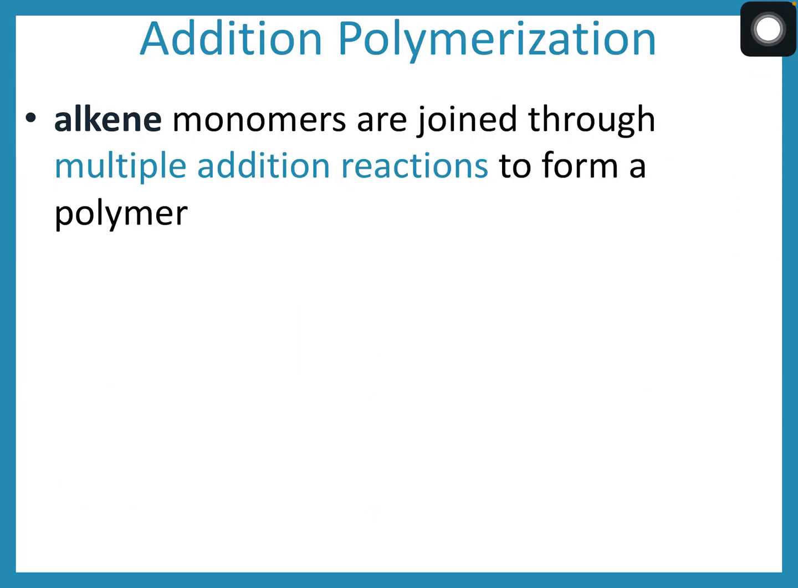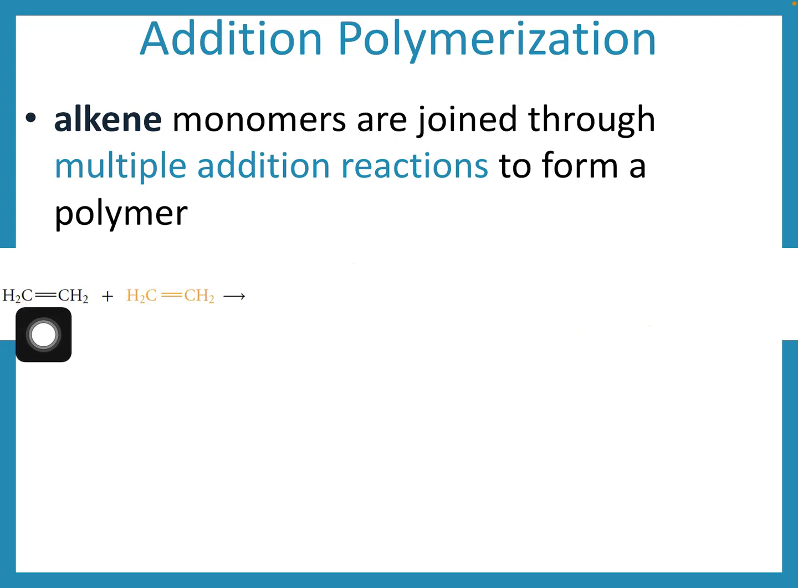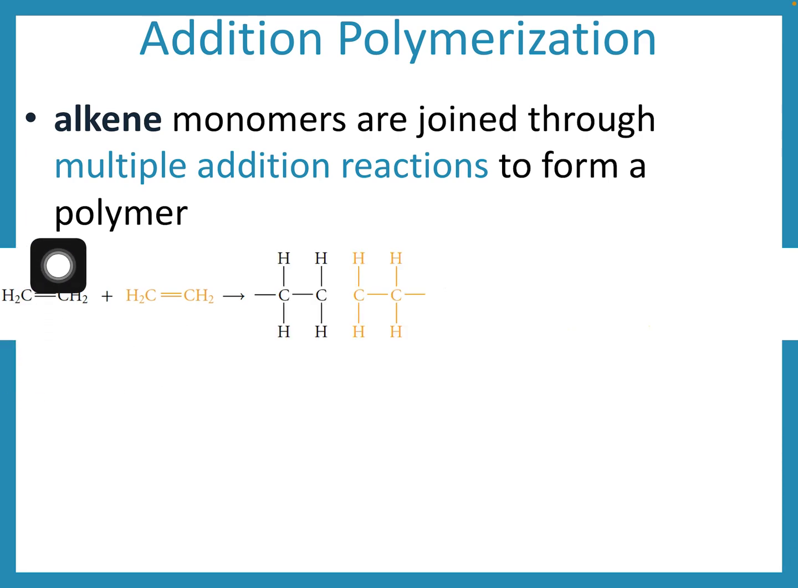In addition polymerization, we have alkenes as the monomers, and they are joined through multiple addition reactions. So for example, I can have ethene, so eth meaning two carbons and ene meaning I have a double bond. So I can add two ethene molecules together. And just like an addition reaction, this bond is going to be broken, and so is this one.